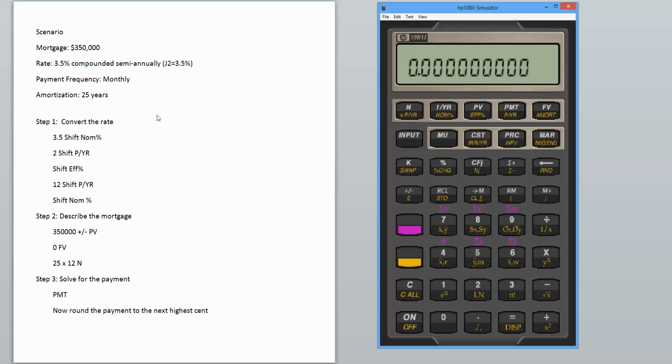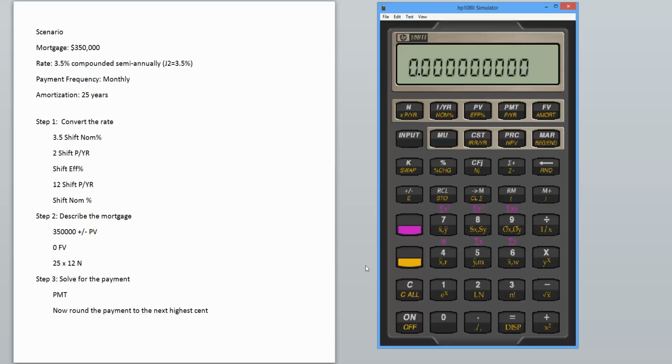To use the calculator to calculate this mortgage, the first thing that we have to do is convert the rate. We have to convert the rate from its J2 rate to its J12 equivalent, because when we finally get down to pressing the PMT button, the calculator will give us the payment per compounding period. So we need the compounding frequency to be equal to the payment frequency, which in this case is monthly.